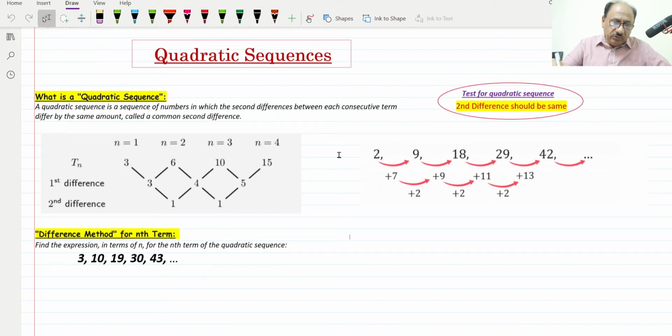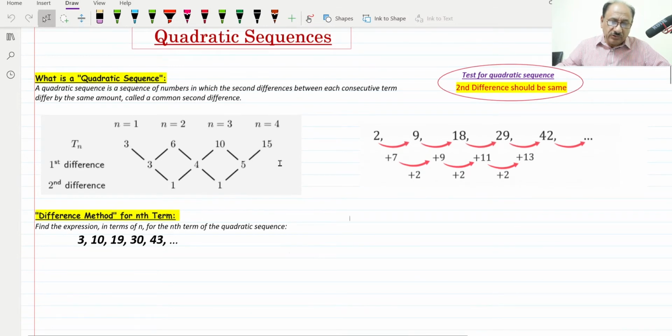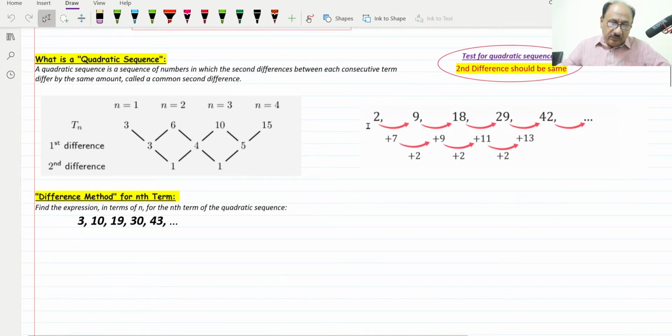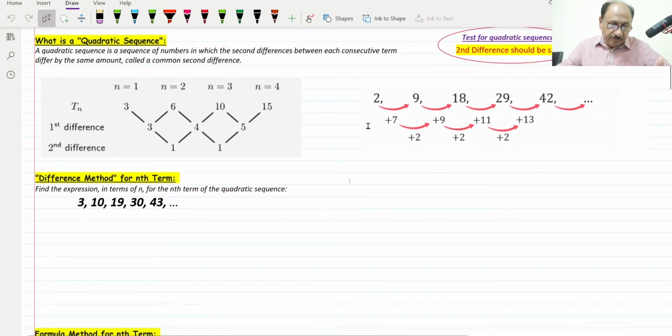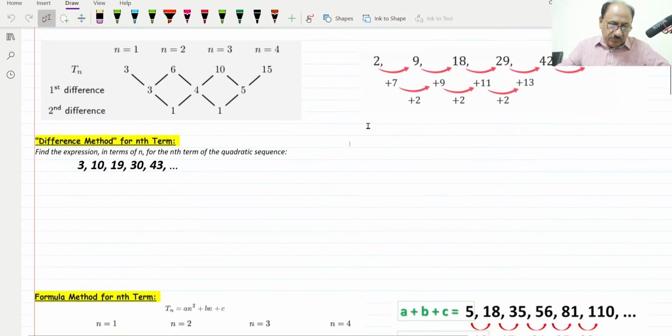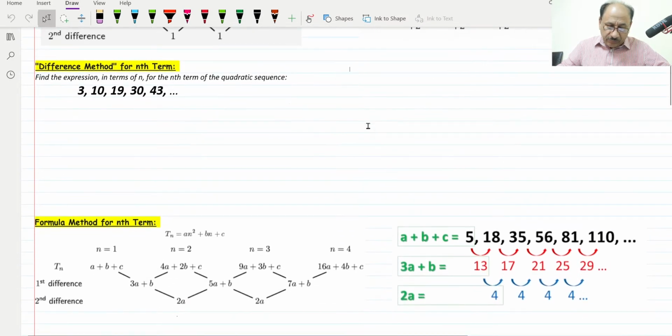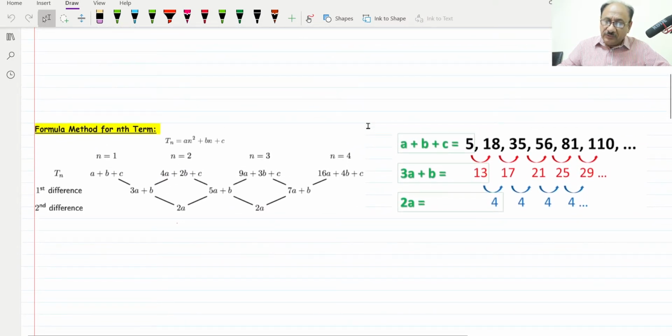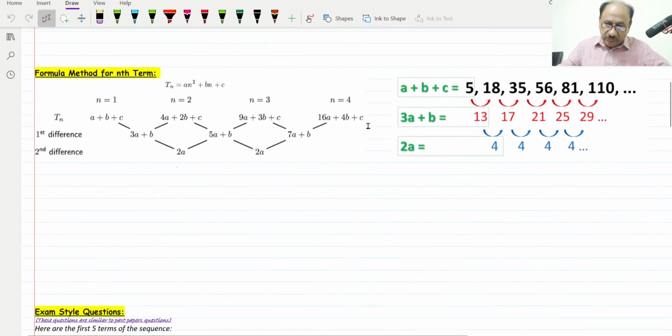In today's video we will be covering a lot of things. First of all, we'll be checking the definition and the test for quadratic sequences, and how we can check whether it is an arithmetic sequence or a quadratic sequence. Then a second thing which we'll be doing is going through two different methods for the nth term of the sequence. The first one will be the difference method and the second one will be the formula method. Both methods we'll be going through in detail.